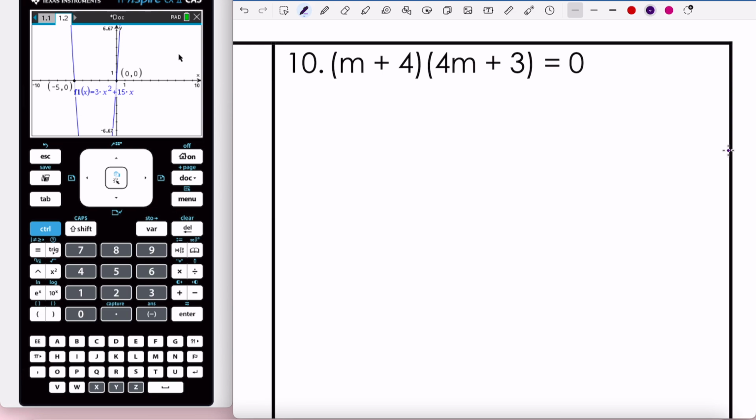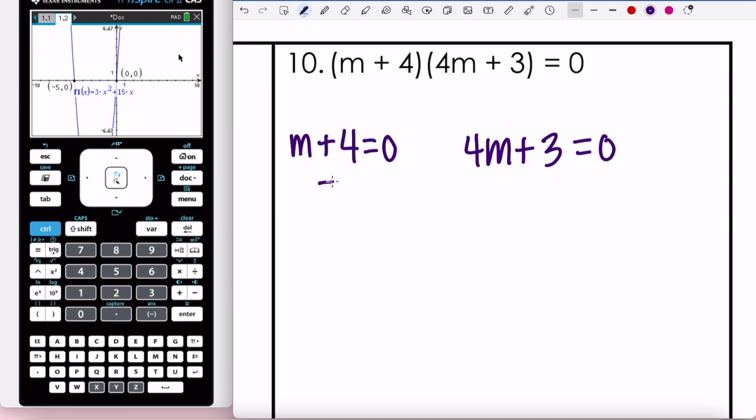I don't have to do any factoring here. So here, I just want to take each of my factors and set them equal to 0. Looking at my first factor, m plus 4 equals 0, I want to solve for m. I'm going to move 4 over to the other side by subtracting. I'm going to drop down m, and we have m equals -4.